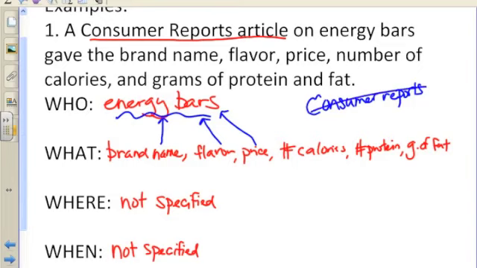The other problem I see is on the where. A lot of students like to say, well, it was found in Consumer Reports, because that's the name of the article. I don't want to know where you found the data. I want to know where it came from originally. So again, that blue would be the incorrect answers.